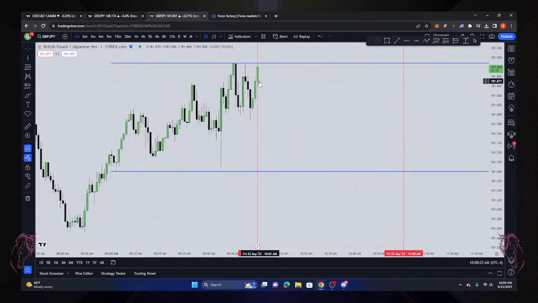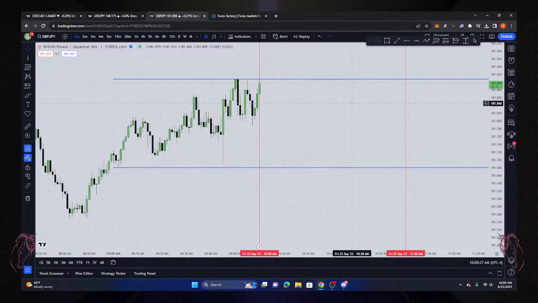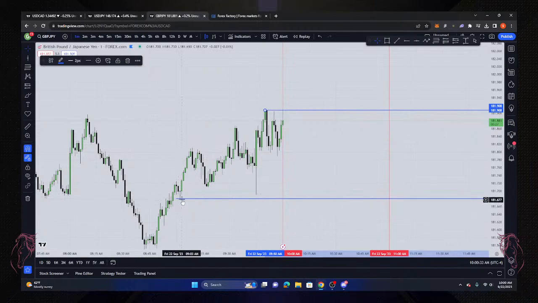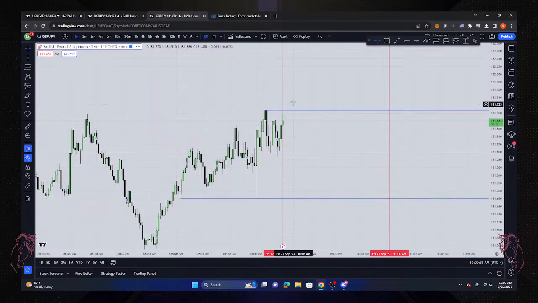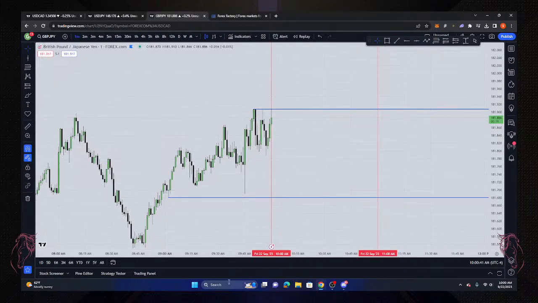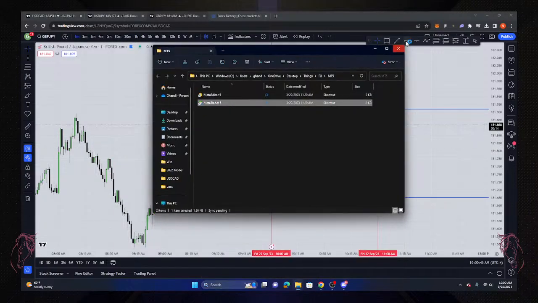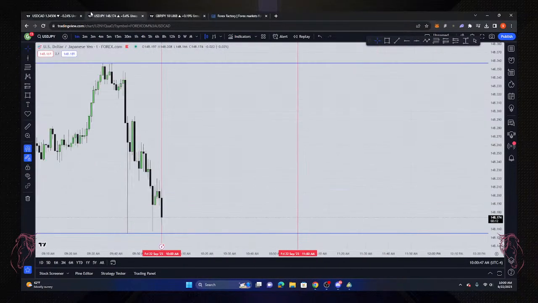So what I'm looking for is a sweep of liquidity, then a shift in market structure to the opposing side. So right now we see that GJ is approaching. It actually just swept through 9 a.m. highs just by a tad bit. Let me go ahead and open up MT5, get that started.